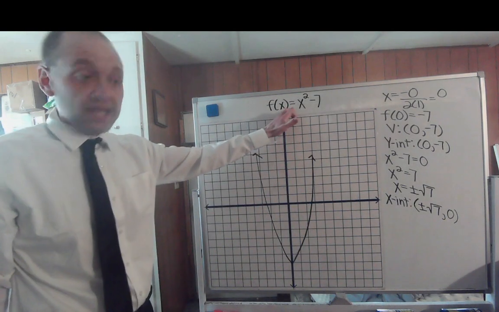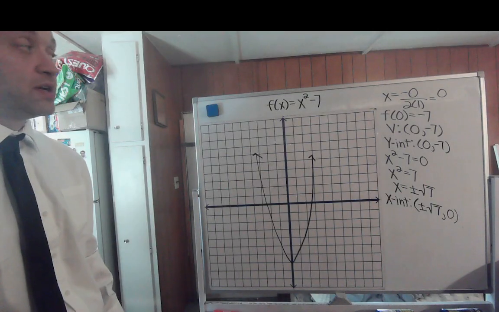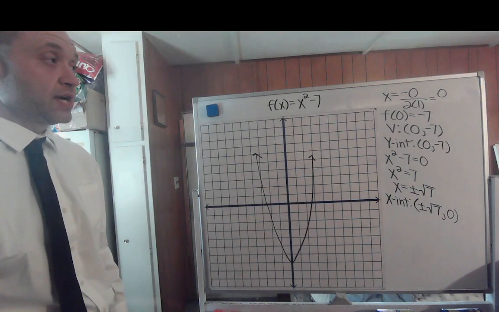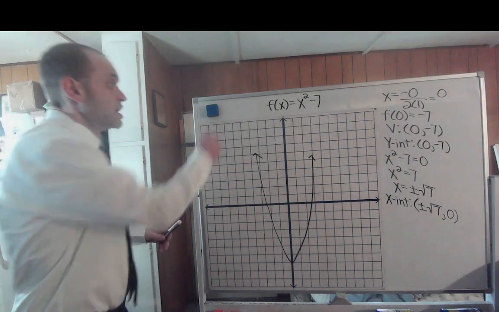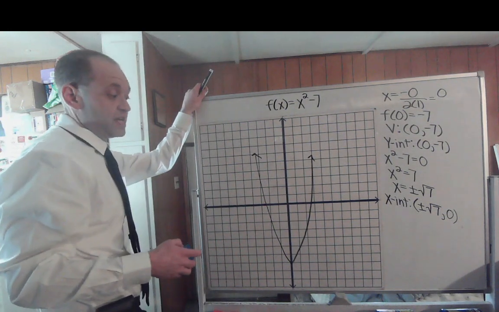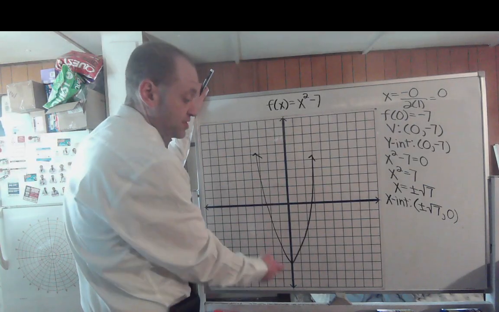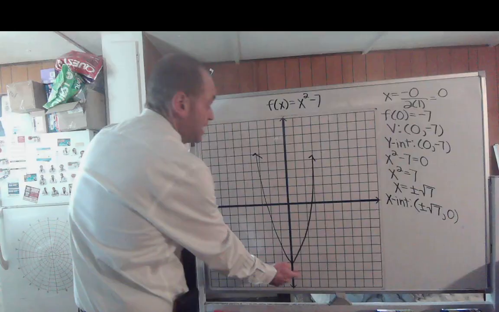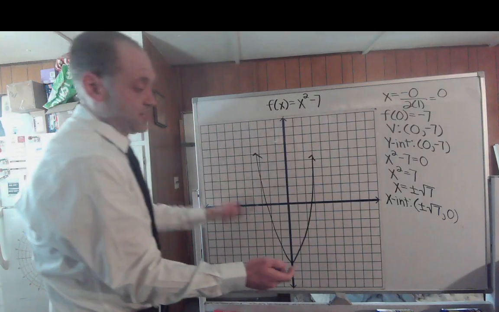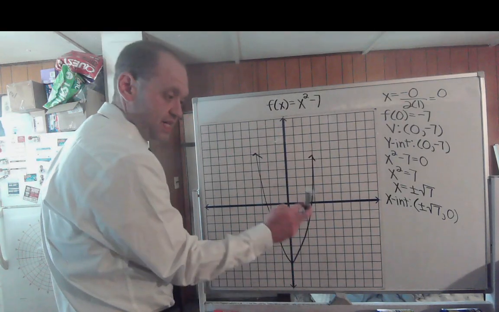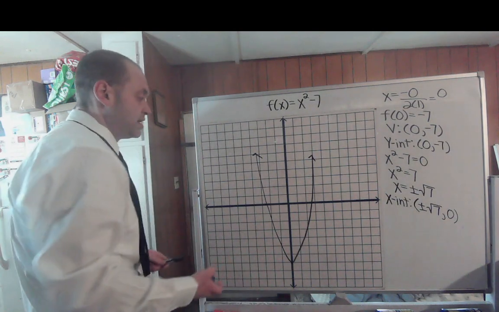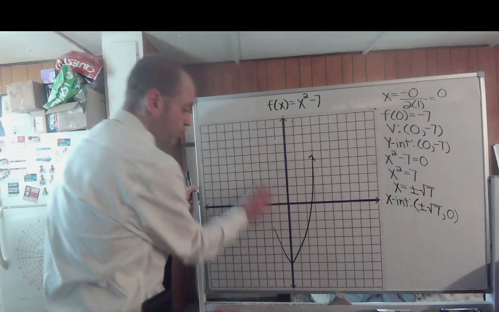Now, had this been negative x squared minus 7, then we would have a whole different situation on our hands. So, in fact, you wouldn't even have x-intercepts. You would end up having an absolute maximum at 0, negative 7, but this is your absolute minimum at 0, negative 7. Because your vertex in this case is an absolute minimum because it's down at the bottom of that valley. And I got plenty more of these.